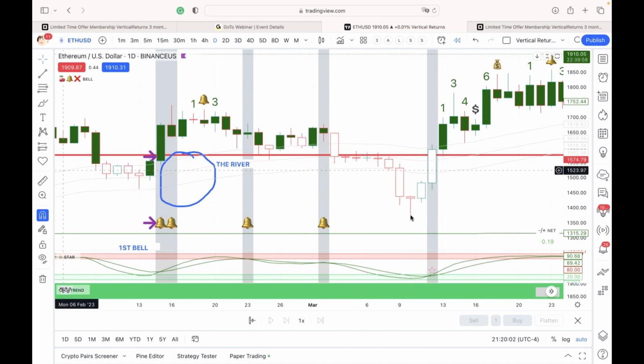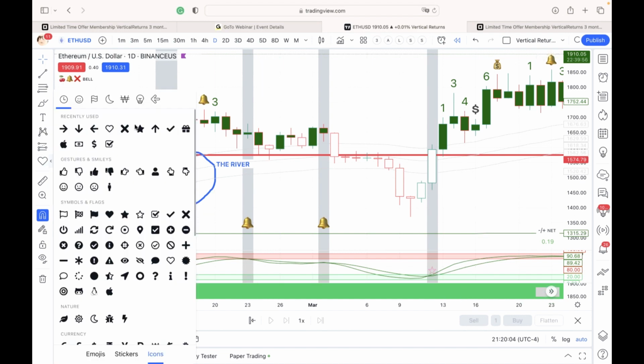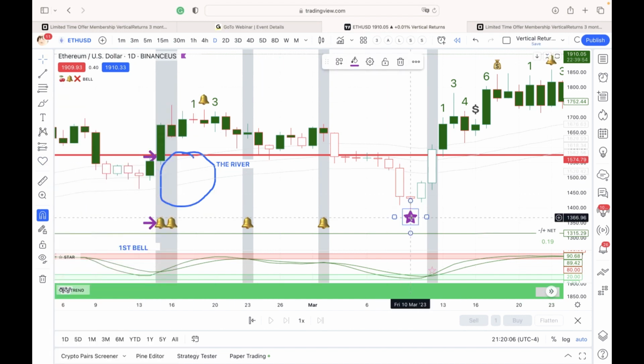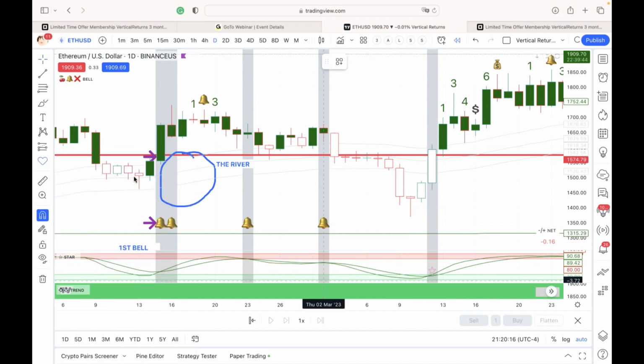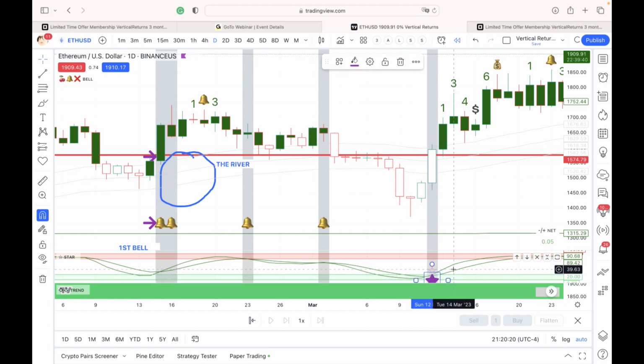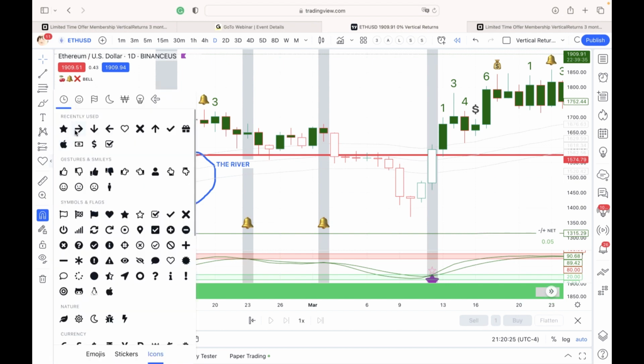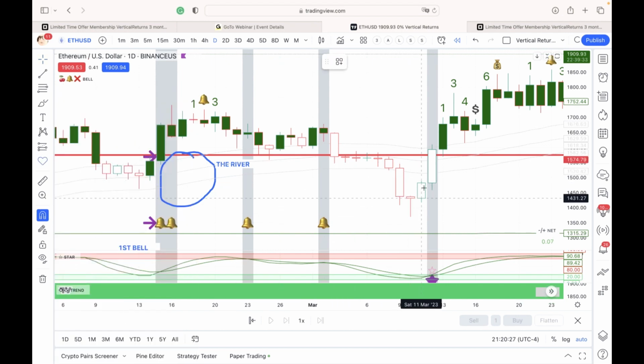And then down here, see where the star is? You see there's the gray band right here. The star is right there. So that was the next opportunity for you to get in and do another trade. This is the star right here. You can see it right there. So you get the bell and the star, and you get in right here.